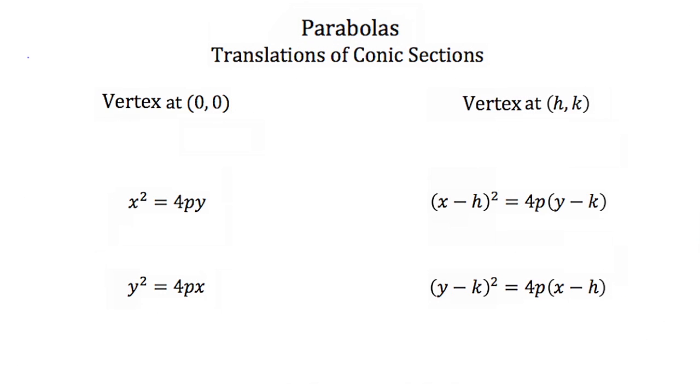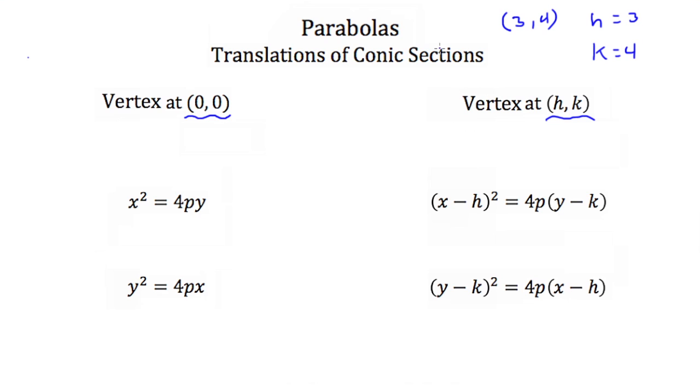Now, so far, all of the parabolas that we've dealt with have had their vertex at the origin, or at the point 0, 0. But what if our parabola didn't have its vertex at the origin? What if it had it at some other point? And I'm going to call that point (h, k). So if we had a parabola that had its vertex at the point 3, 4, that means h would be equal to 3 and k would be equal to 4.